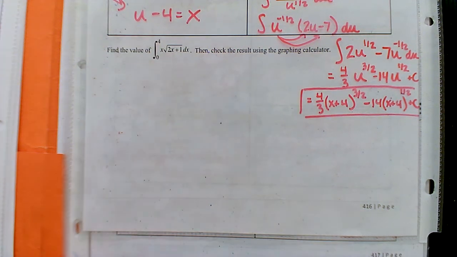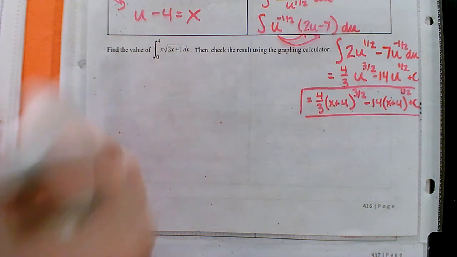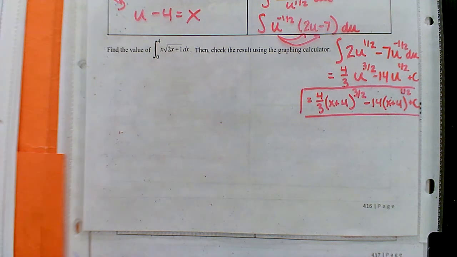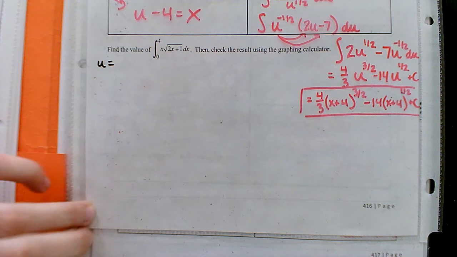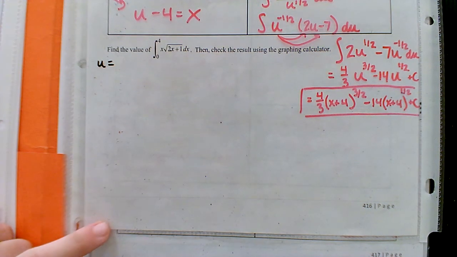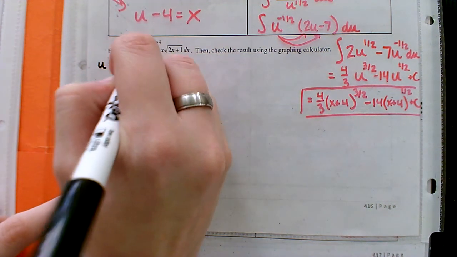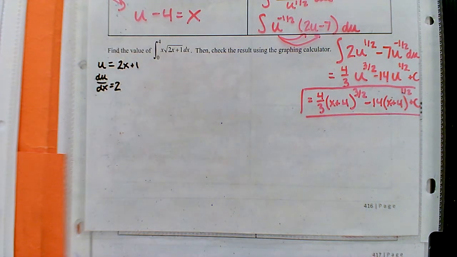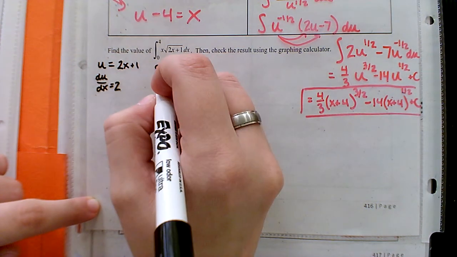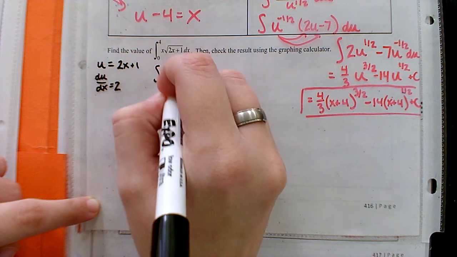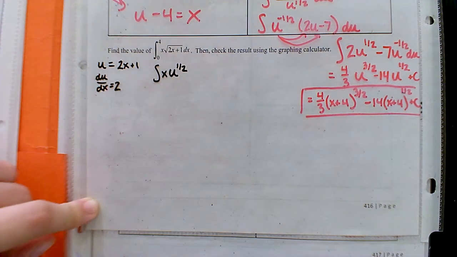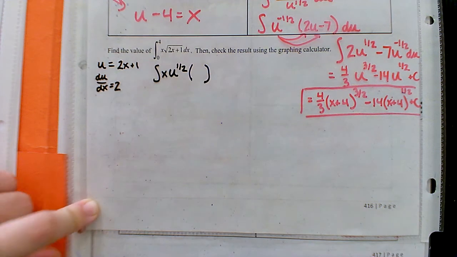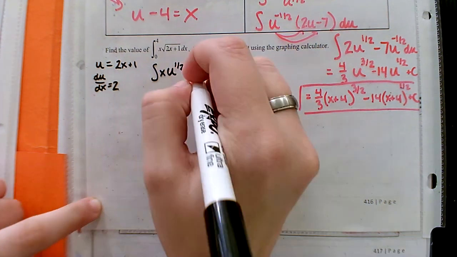This looks like a very complicated integral with x's. Let's maybe turn it into an easier integral with u's. What do you want to let u be? Two x plus 1, okay? So then du over dx would be 2. Alright, let's rewrite the integral. So we'll have x square root of u, or you can write that as u to the 1/2, and then instead of the dx, looks like we'll have du over 2.